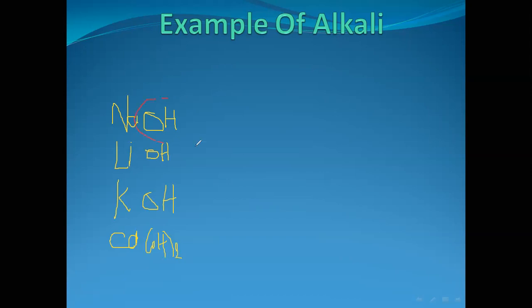You will notice here I have the OH group. In sodium hydroxide, I have the OH group, so this is alkali. In lithium hydroxide, I have the OH group. Even here in potassium hydroxide, and with calcium, I have the OH group. So alkali must contain what? Must contain OH. Alkali must contain OH: NaOH, KOH, LiOH, Ca(OH)2, Fe(OH)2, Al(OH)3. Whatever you have, if there is OH, this means you are talking about alkali.